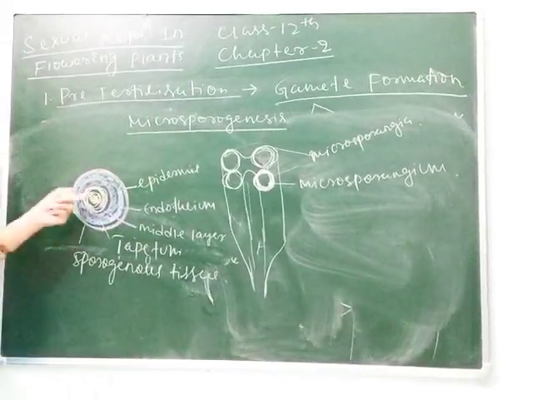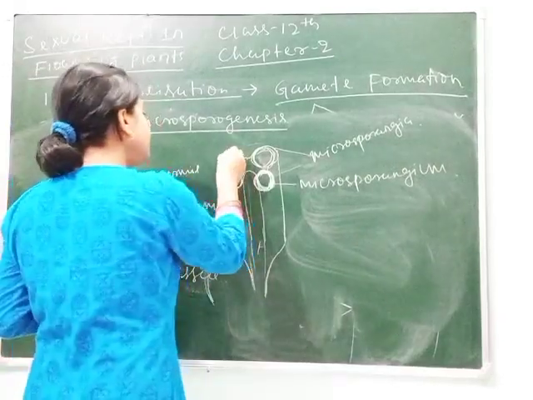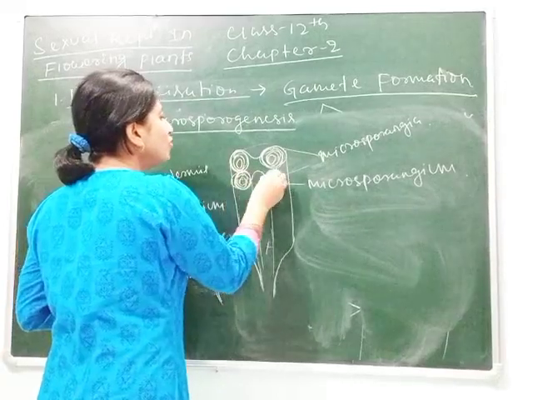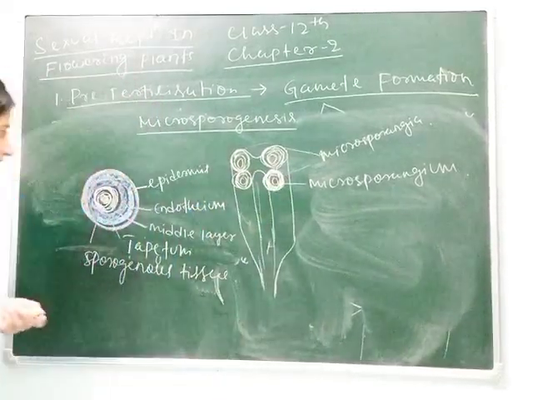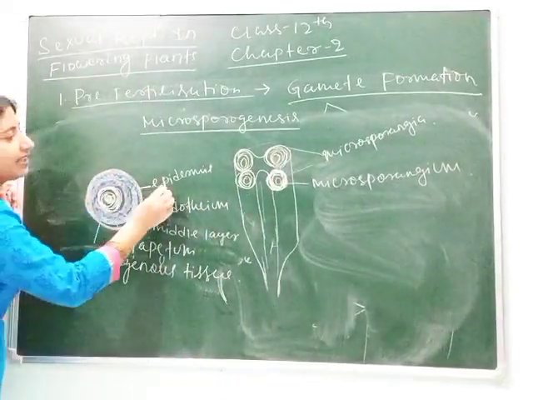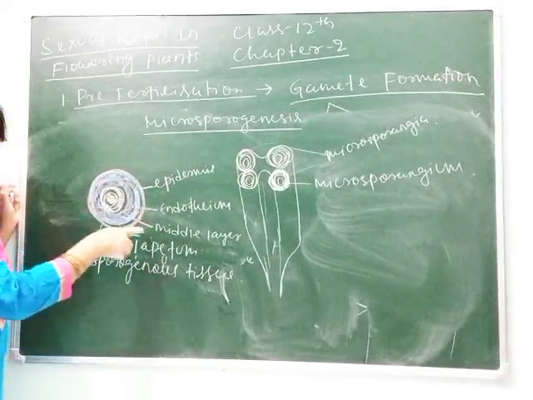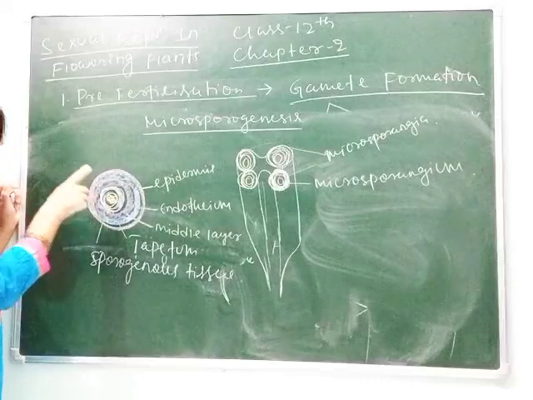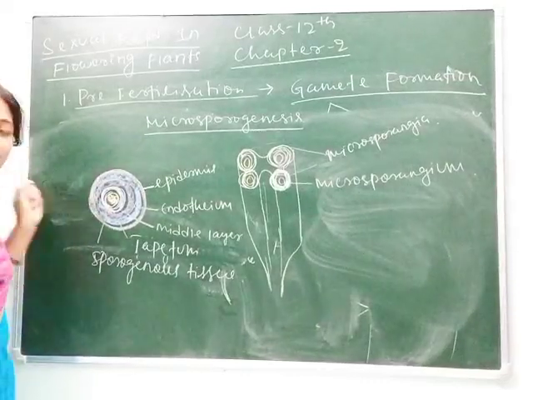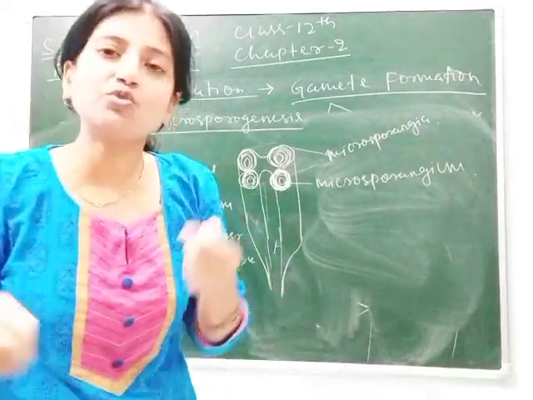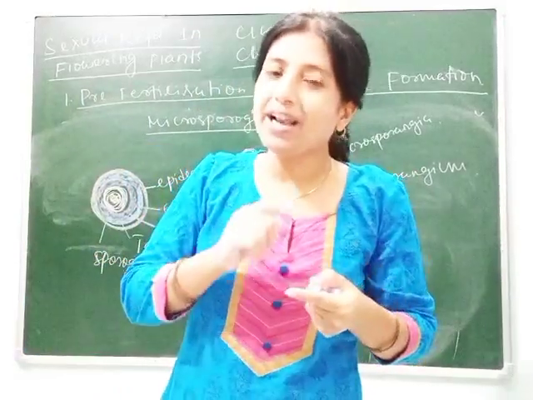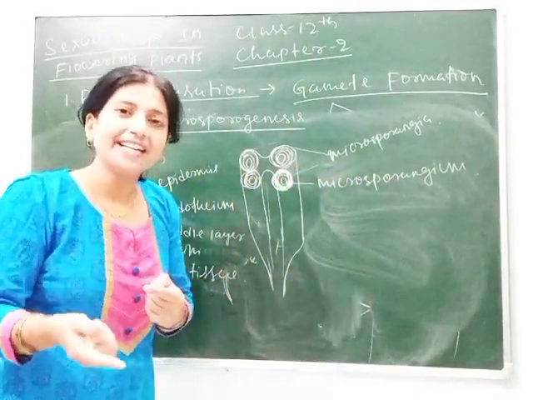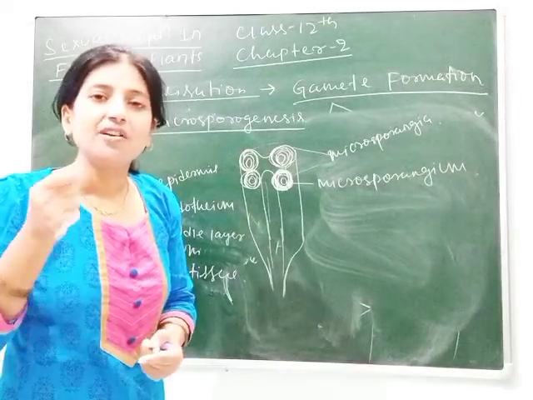So let's see what the function of these layers is. We can see the same layers in each of the microsporangia. Clear, students? The epidermis, endothecium and middle layer give protection to the sporogenous tissue. Why? Because the sporogenous tissue later divides to form the pollen grain. Is that clear? The sporogenous tissue divides later to give pollen grain.